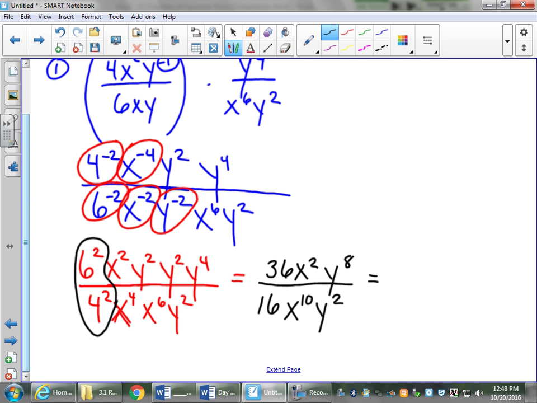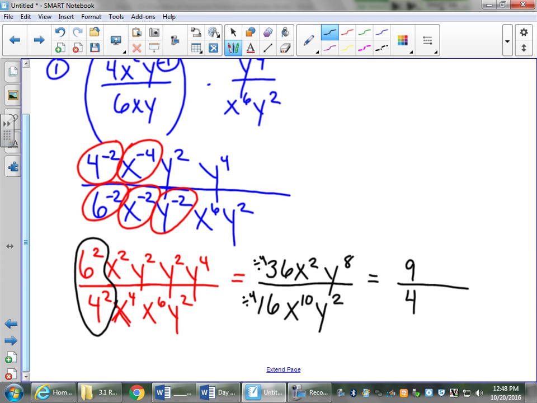The final step is going to be to simplify in a downward direction and cancel out anything I can. The 36 over 16, they don't have an exponent, so you can treat them like a normal fraction, and we're going to divide those both by 4. Okay, 4 is the common factor of both. 36 divided by 4 is 9, and 16 divided by 4 is 4, so it becomes 9/4.